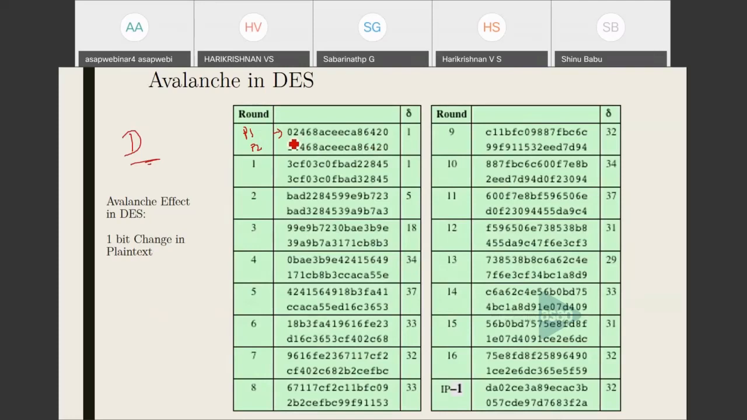Now let us look. First round of encryption, this is what we get. For your plain text in the first round, this is what we get. This is all the same. This is all the same. See, but there is one big change. Okay. So your change is just 1.